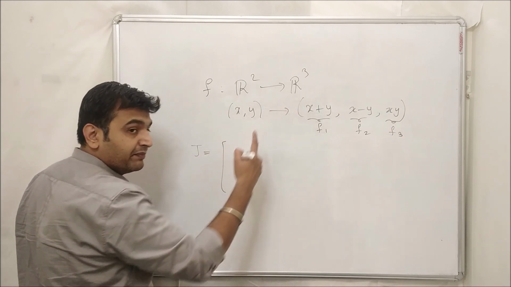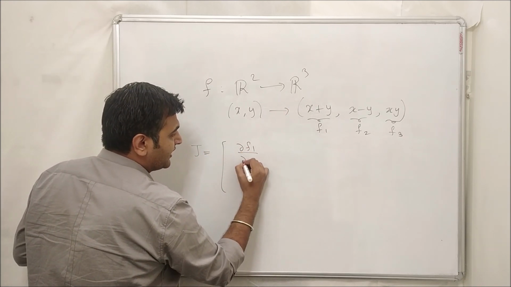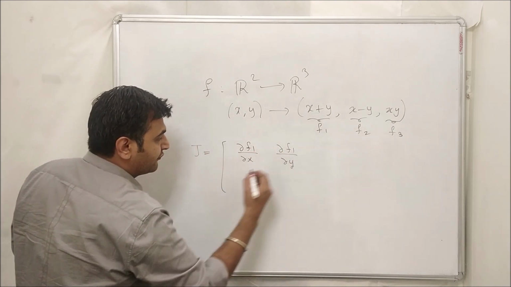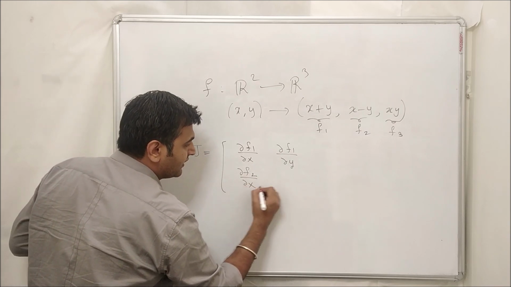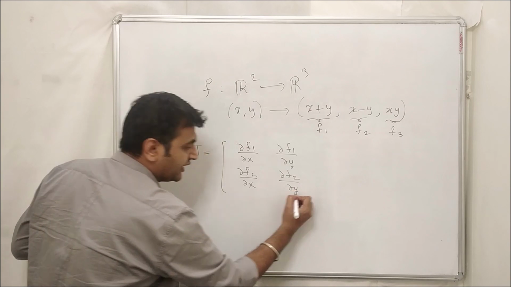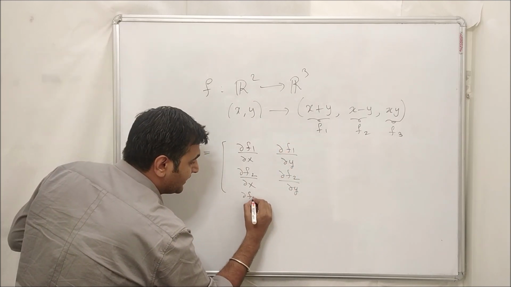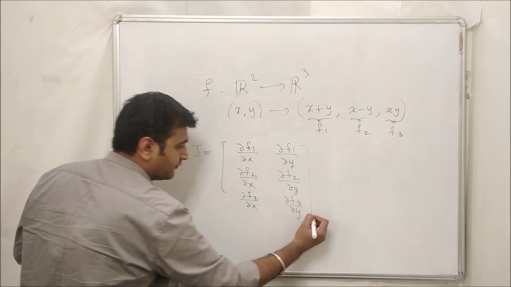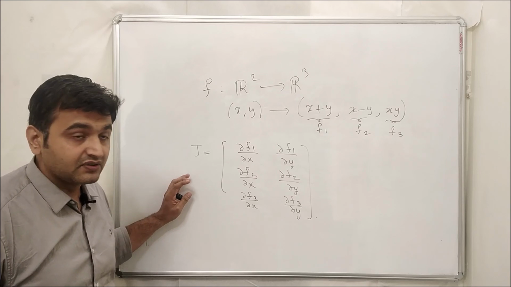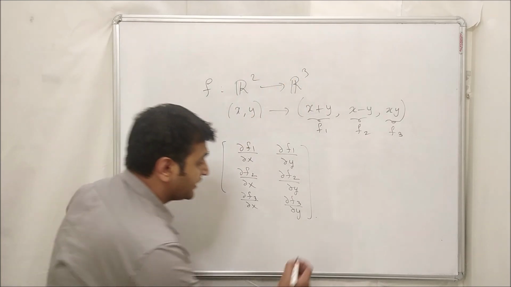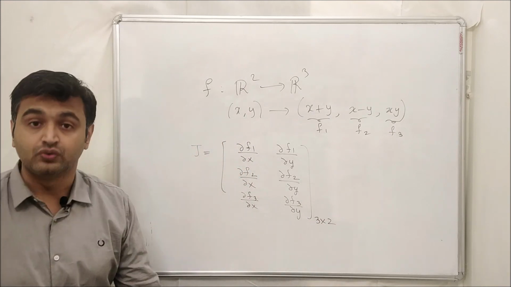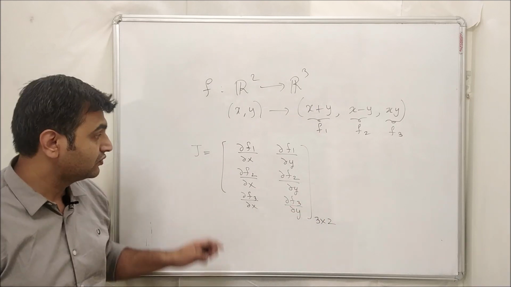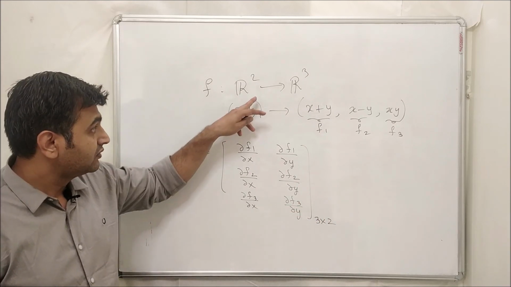Your f1 depends on x and y, so ∂f1/∂x and ∂f1/∂y. The second function f2 is also depending on x and y, ∂f2/∂x, ∂f2/∂y. Similarly f3, ∂f3/∂x, ∂f3/∂y. So this is how a Jacobian matrix looks like. R2 to R3, therefore 3 cross 2. The order of this matrix is 3 cross 2. If you have Rn to Rm, then the order will be m cross n. So this is how the Jacobian looks for this function.